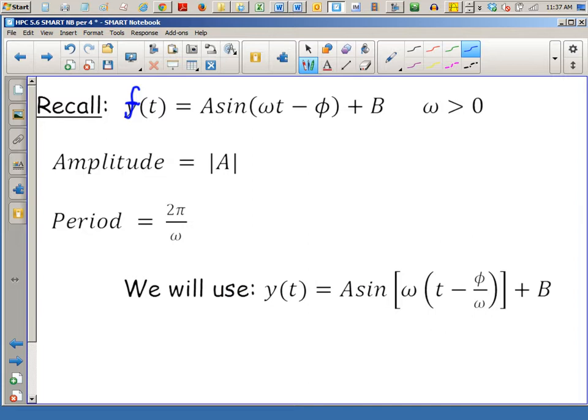Okay? T is time for the problems I've chosen. In some phenomena, t is not time. T might mean something else. T might be the position, the amount of stretch in your spring, or some other thing, or the amount of energy, whatever. But for us, t will be time, and f will just be position. Okay, so I'm going to write that down. For our problems.